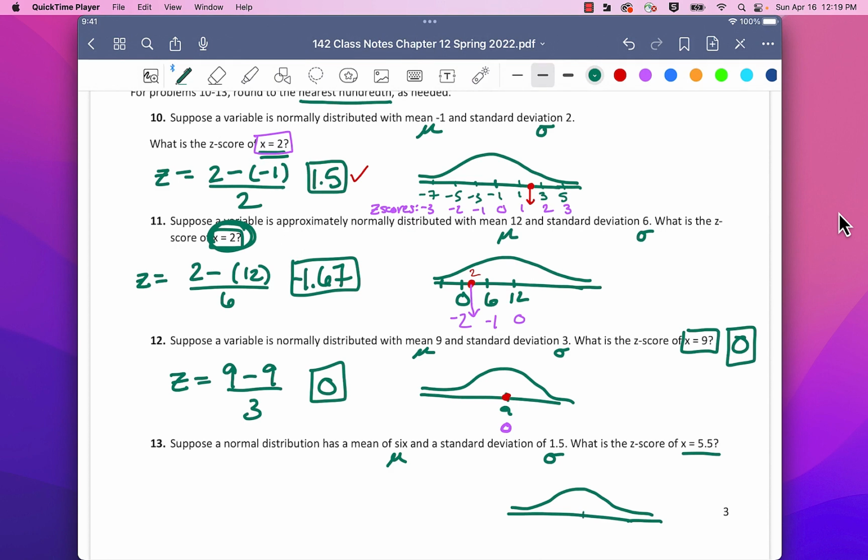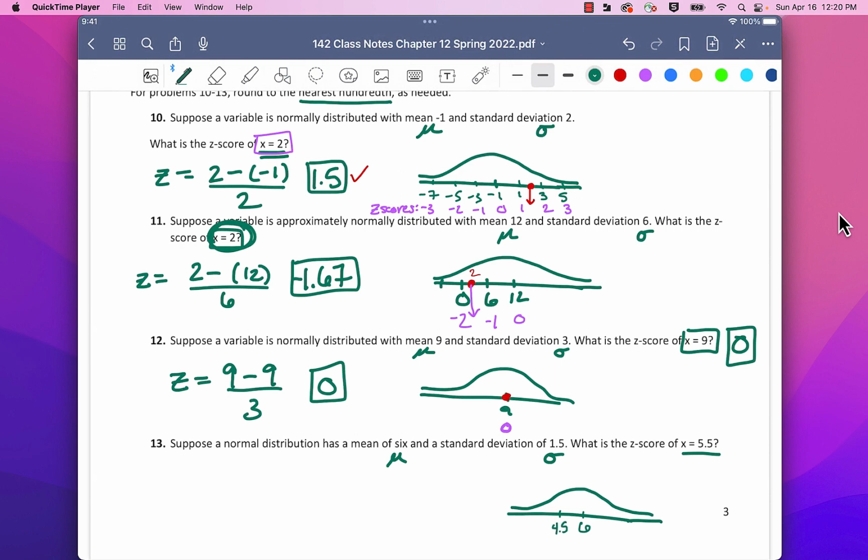The mean is 6. We're going for the z-score of 5.5. So again, instead of filling in all of the values all the way across this horizontal axis here, I know I just need to move to the left. And I'm going to the left, subtracting 1.5 as I go. So one standard deviation to the left is going to be 4.5.